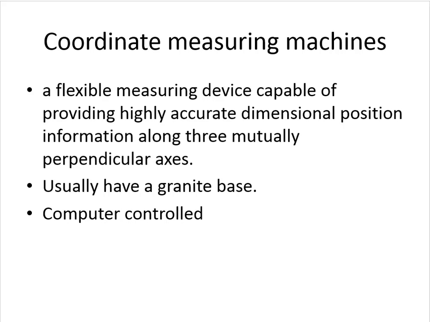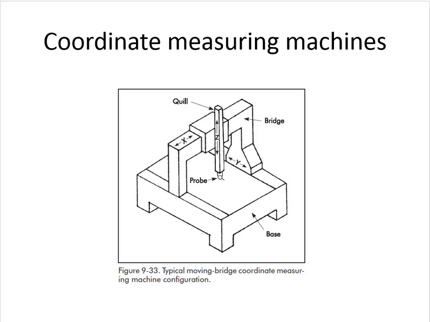Next one is a coordinate measuring machine. It's very flexible. It's a device capable of providing highly accurate dimensions and positional information. Usually it's built on a big base and it's computer controlled, so you can program it. This is a cartoon of what one looks like. There's a bridge, a quill, and a probe with a stylus, and it's all computer controlled.